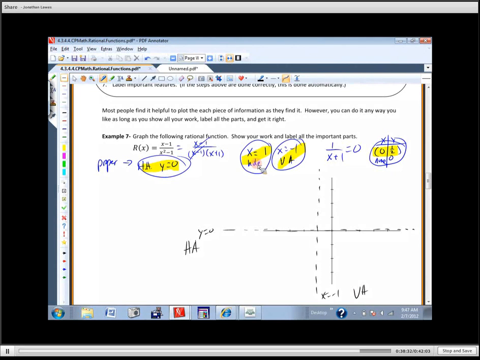Everybody watching? I don't think we've graphed one with a hole before. So here's what you do. Draw a little dotted line and just write the word hole by it. All that's going to do is remind you, hey, when I start graphing this, once I cross that line, I know wherever my graph is, I need to make a little hole in it. Okay?